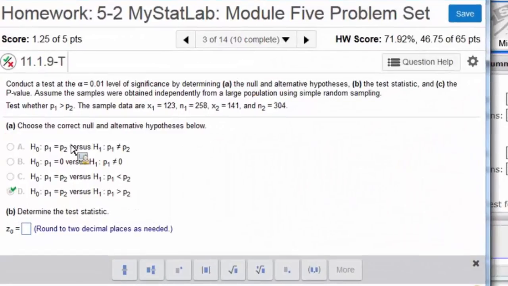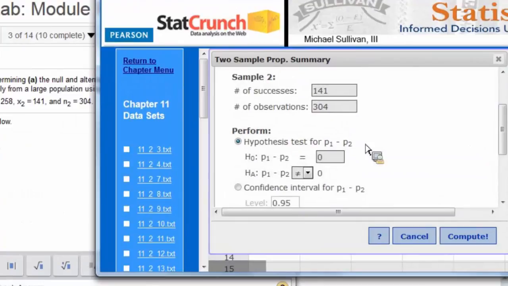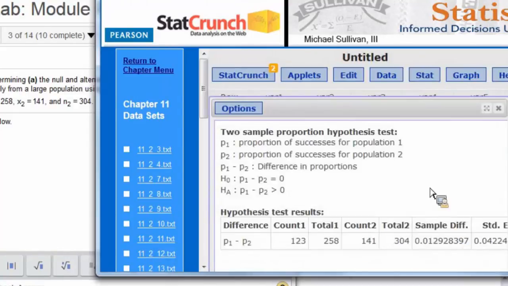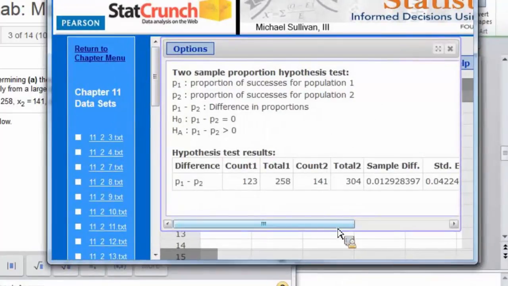It doesn't say alpha equals 0.1, okay, so we can go further down. We want a hypothesis test. P1 is greater than P2. That means P1 is bigger, so the bigger minus the smaller is positive, is the correct alternative hypothesis, and we want it at alpha equals 0.1. So we click compute. And StatCrunch, as usual, has done all these computations for us.